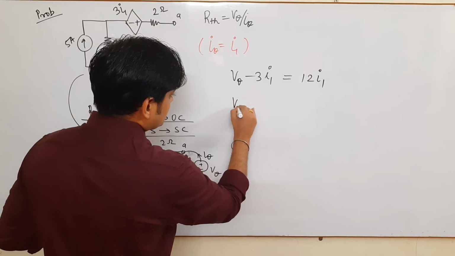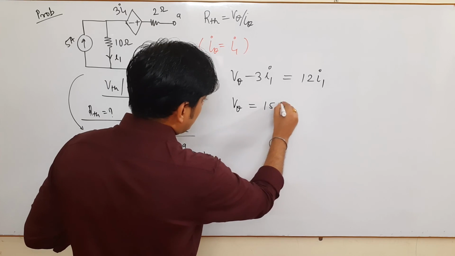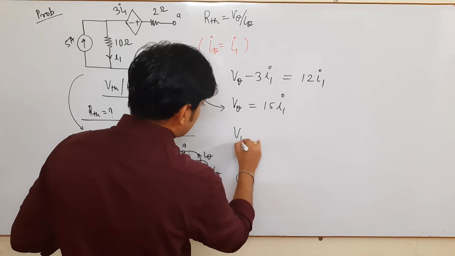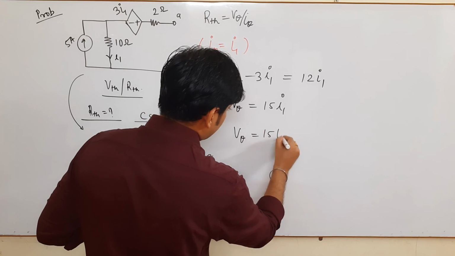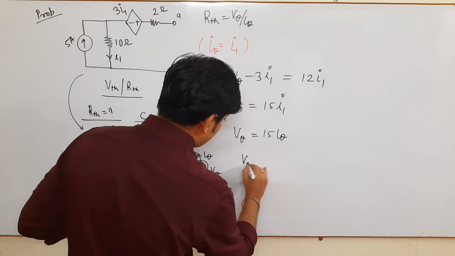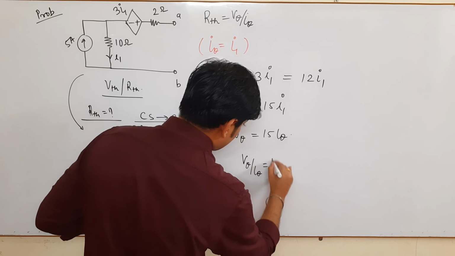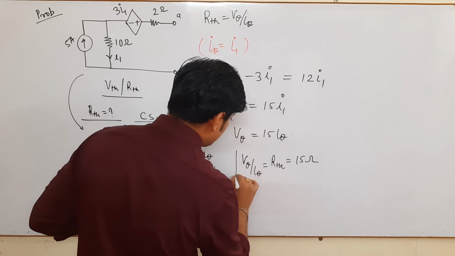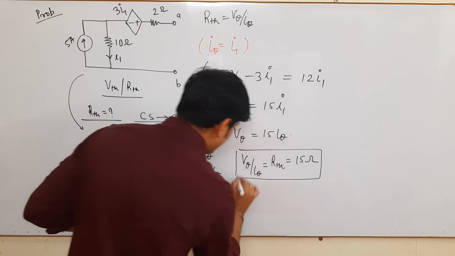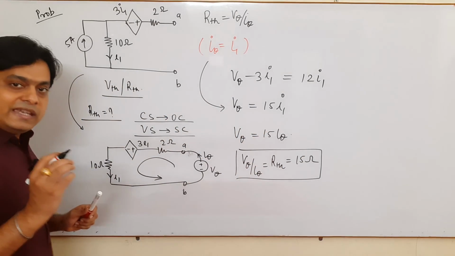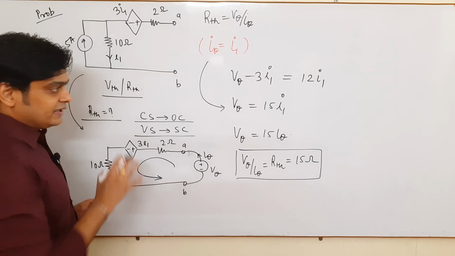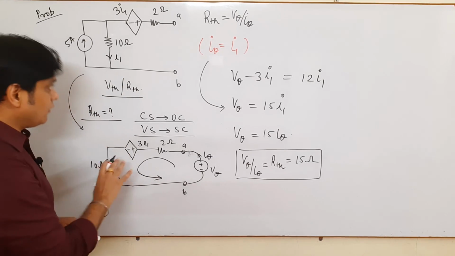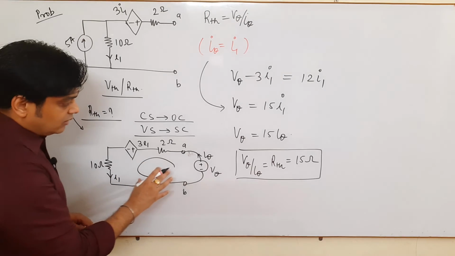So from here you can say V theta is equal to 15 of I1, and as I said the value of I1 and I theta is equal, so it comes to be 15 of I theta. So V theta upon I theta, that comes to be your Thevenin's resistance, which is 15 ohm. Very important. You can easily solve this problem just by applying a very easy concept of finding the Thevenin's equivalent resistance.